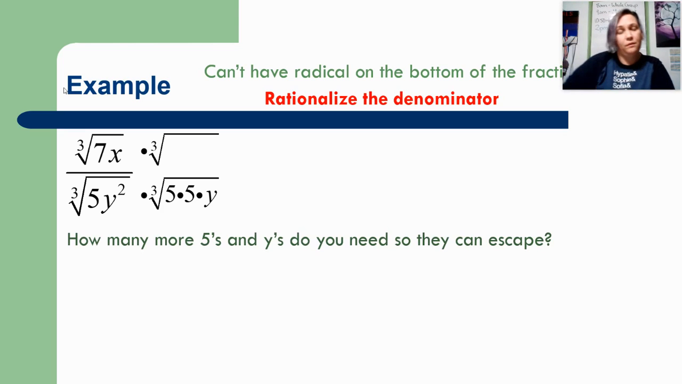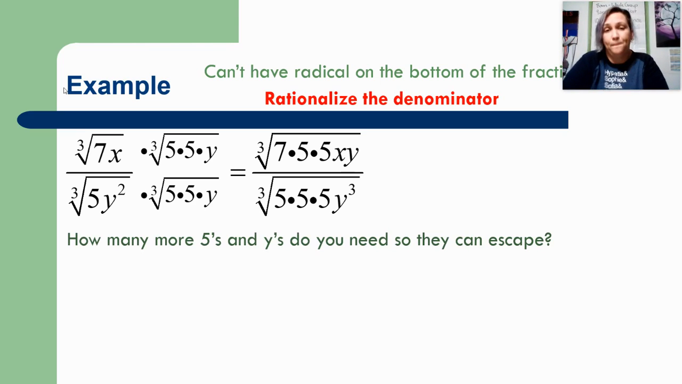We have to multiply the top and bottom by the same thing. So we're going to multiply the top also by 5, 5, and y. And it has to be that cube root because you can only multiply them together if they have the same index. Now, just for visual purposes, I'm going to put everything underneath the same radical on the top and the bottom.